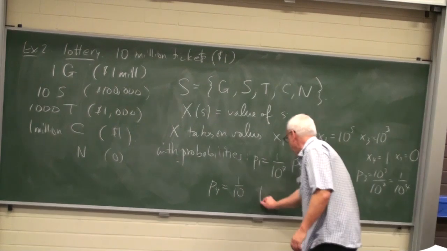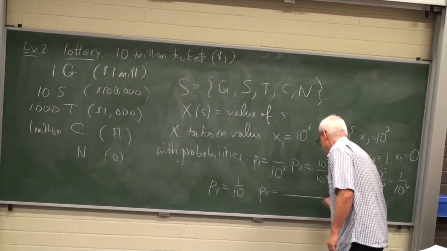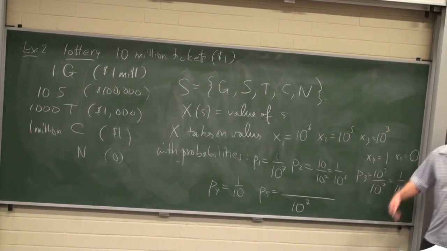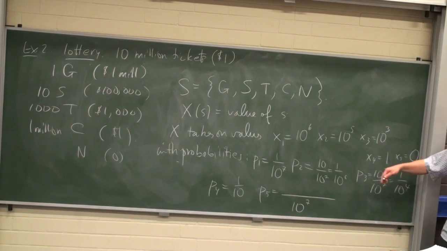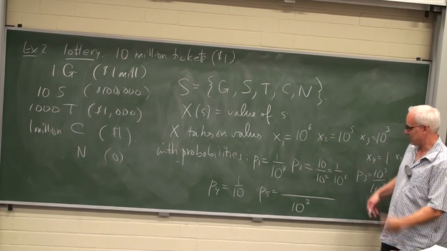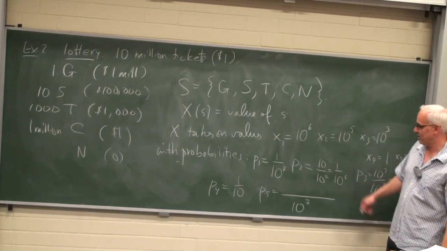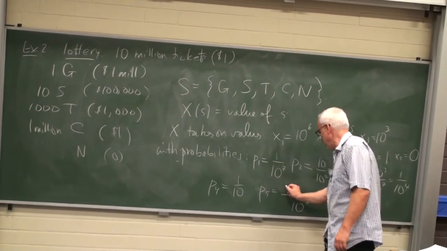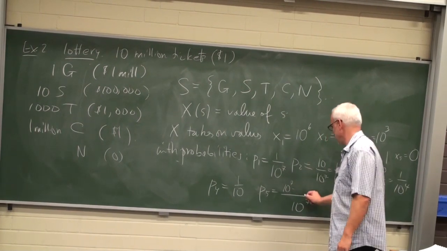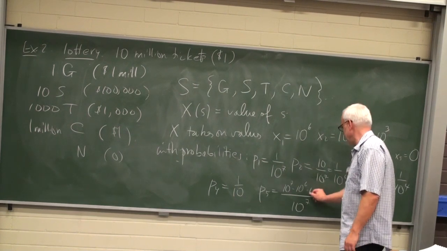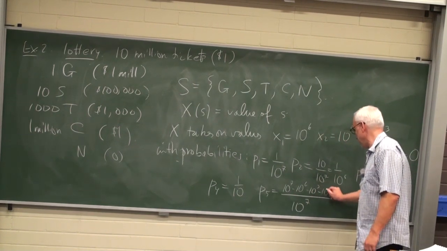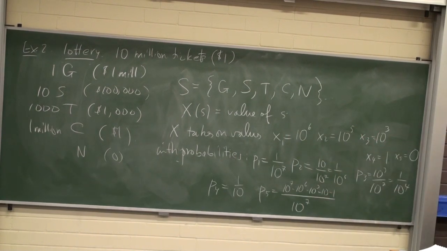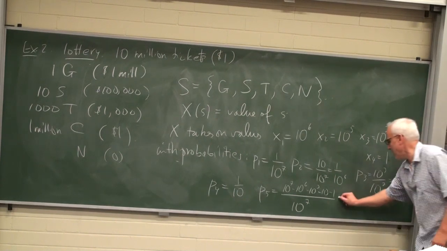And what's the probability of getting nothing? Out of the 10 to the 7 tickets, most of them are worth nothing, but not all of them. So we have to subtract the ones that do win. We start with 10 million, subtract 1,000,000, then 1,000, then 10, and then 1. So it'll be 10 to the 7 minus 10 to the 6 minus 10 cubed minus 10 minus 1, all over 10 to the 7. That's the probability of getting nothing, which is pretty close to 9 tenths.